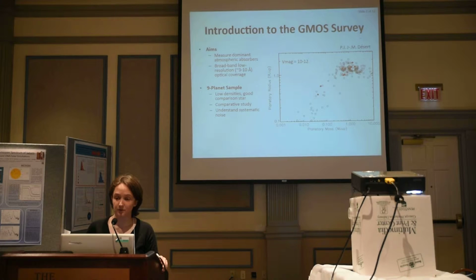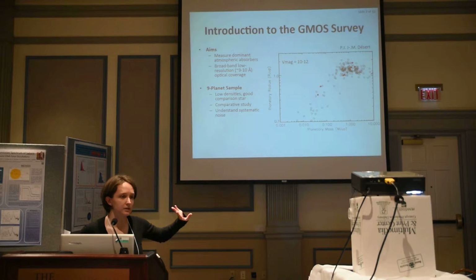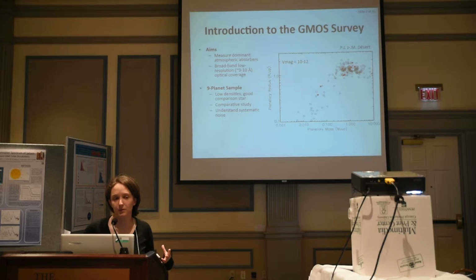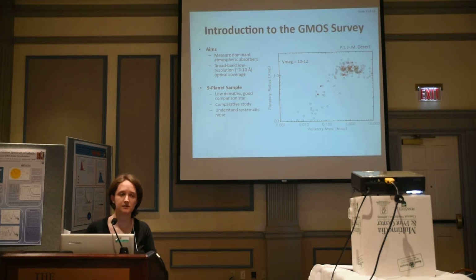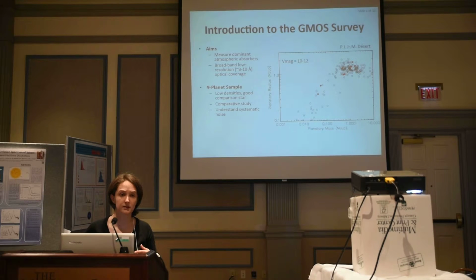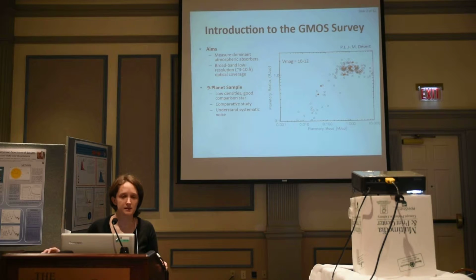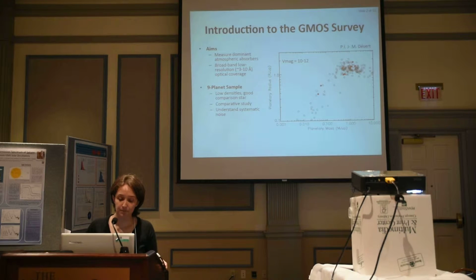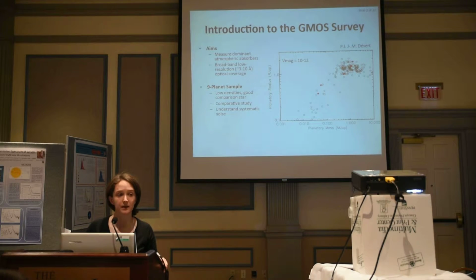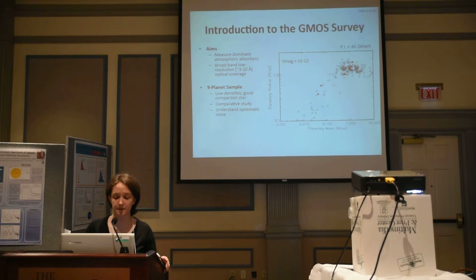We decided to observe 9 planets. This was decided 4 years ago, and so we chose a sample that covered the mass radius diagram, but also with low densities and so large atmospheric signals in transit. We also selected stars with bright magnitudes and with ideal comparison stars in field of view. We decided to choose a 9-planet survey rather than studying planets on their own in order to do a comparative study. And also this way we get a large sample which allows us to understand our systematic noise sources better.